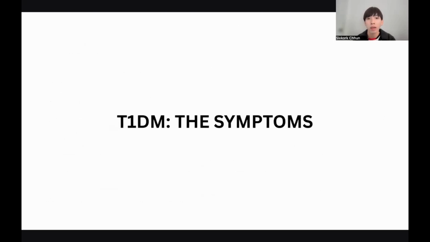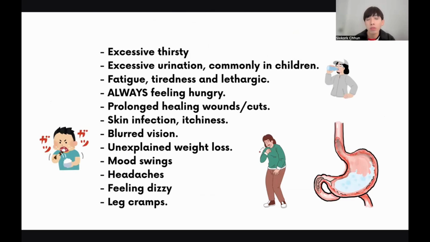What are the symptoms of diabetes? Type 1 and type 2 symptoms are similar. Diabetes Australia confirmed the symptoms of type 1 diabetes mellitus, including excessive thirst, excessive urination, or commonly in children, fatigue, tiredness, and appearing lethargic, always feeling hungry, prolonged healing of wounds or cuts, skin infection or itchiness, blurred vision, unexplained weight loss, mood swings, headache, feeling dizzy, and leg cramping. These are the symptoms of having type 1 diabetes mellitus.